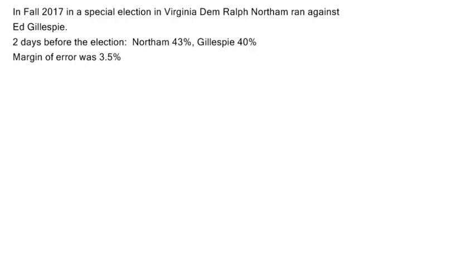And I don't know if you see what the problem here is. Here's where Northam stands. Northam is ahead. This is Northam. And the point estimate was 43%, but if you tack on the margin of error, the window around this guy is anywhere between 40.5% and 46.5%.